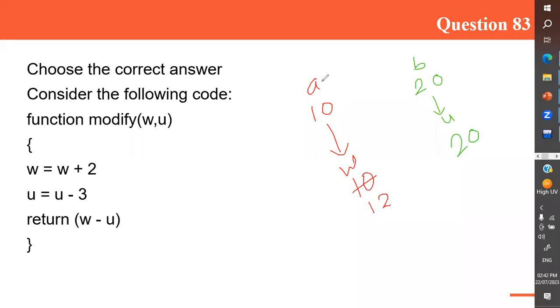Will this affect anything in the original value? No, because this is by value. Red color, by value. But if I am talking about the green one, it's call by reference. What's the modification I am making? U is equal to U minus 3. That means U will become 20 minus 3. 20 minus 3 is 17. But it's a pass by reference. Pass by reference means what? The original will also get changed. That means B will also get changed as 17. Understood that? When I modify the copy, the original will also get updated because of pass by reference.